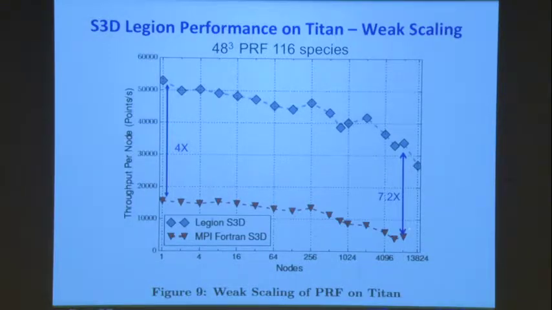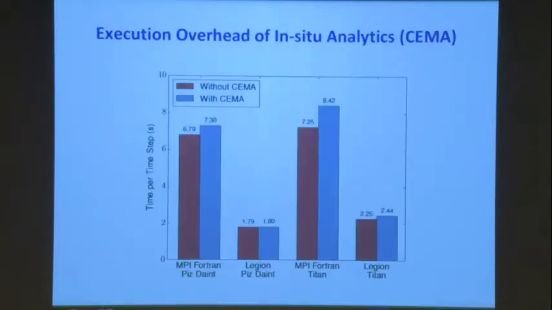Whereas on very large node counts, upwards of 13,000 nodes, we were getting even better performance and a 7x speedup. That was because Legion was able to hide the latencies of moving data across the large distances of the interconnect by scheduling different tasks to execute to compensate for the latencies. And so I think this is a good result.